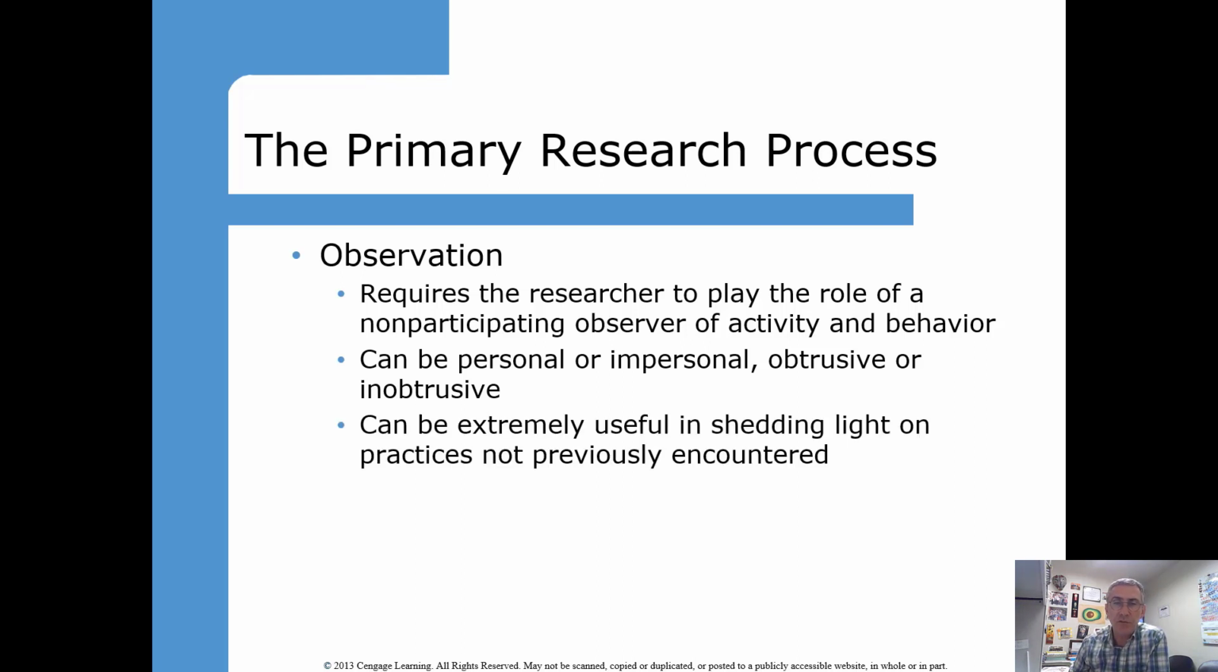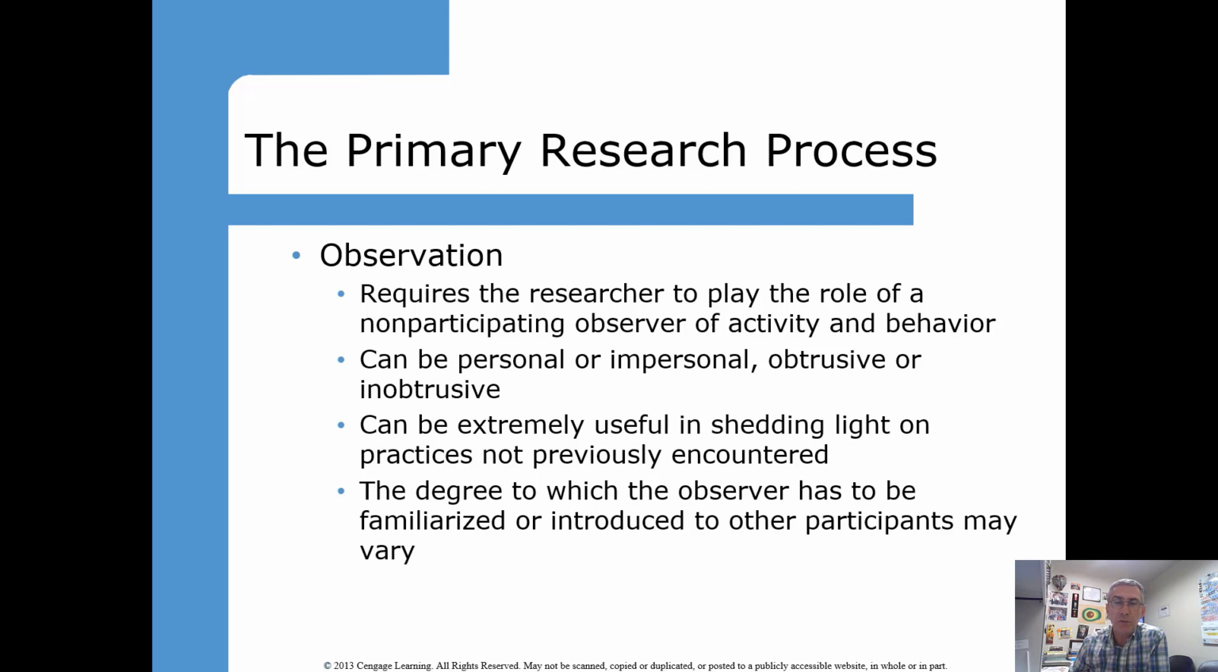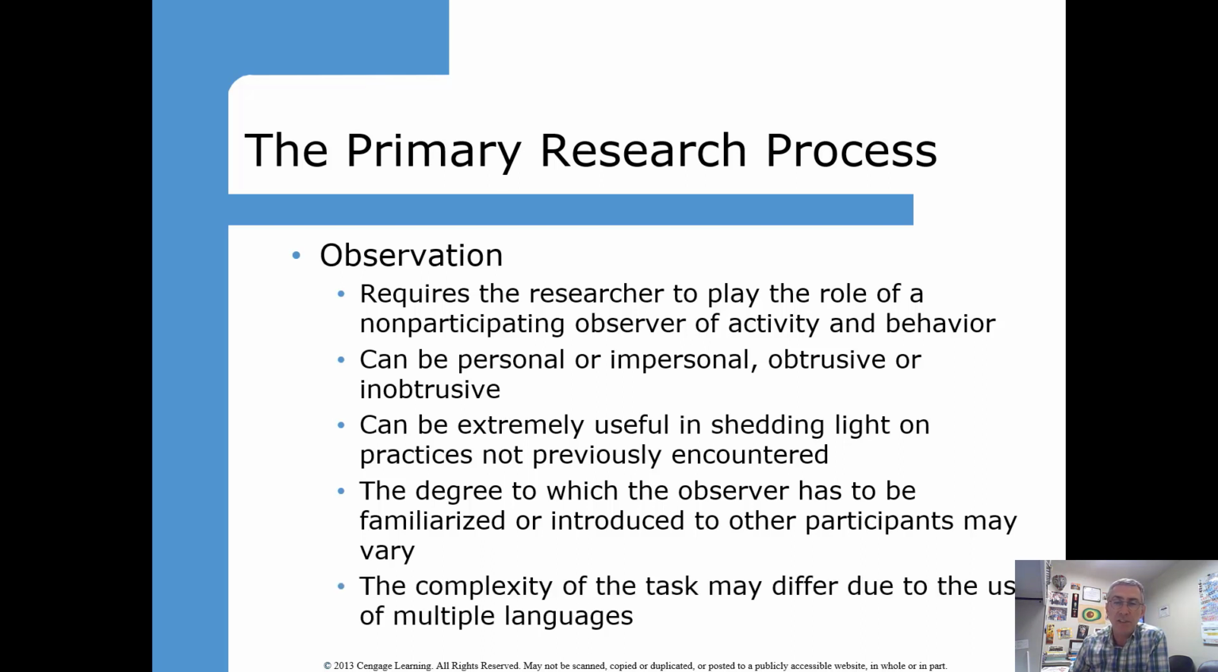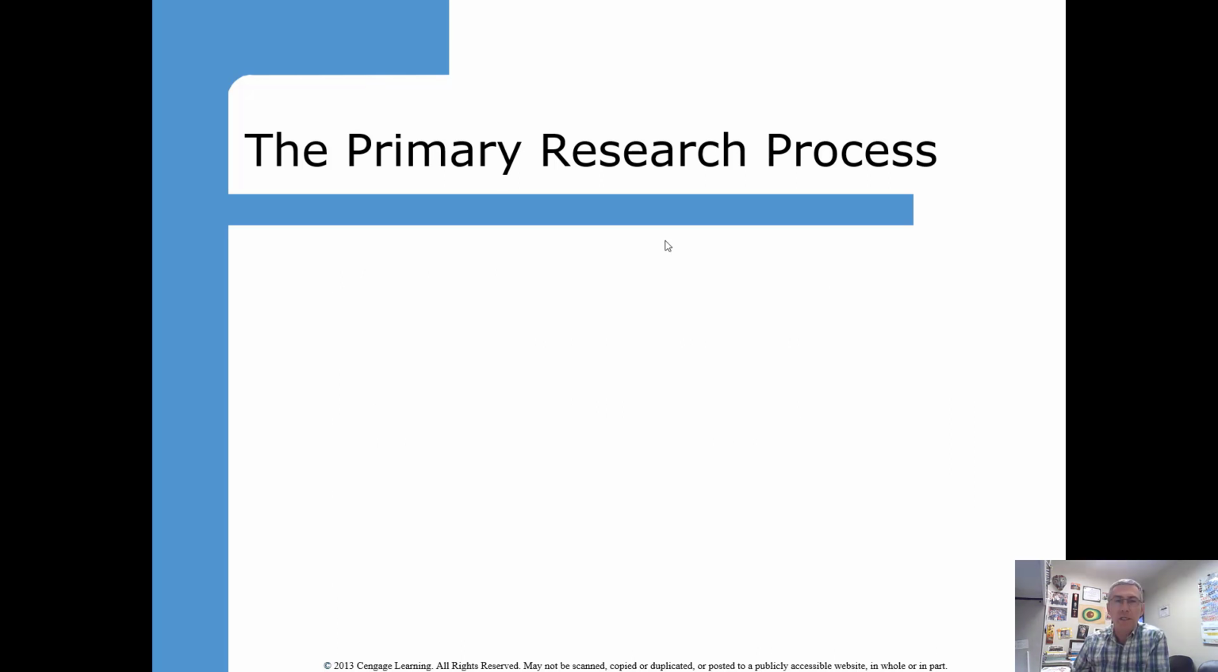It can be extremely useful in shedding light on practice not previously encountered. The degree to which the observer has to be familiarized or introduced to other participants may vary. Again, I'll just give you an example. And the complexity of the task may differ due to the use of multiple languages. There are some countries where maybe you don't have a predominant language. There are some countries geographically where people might speak several languages.